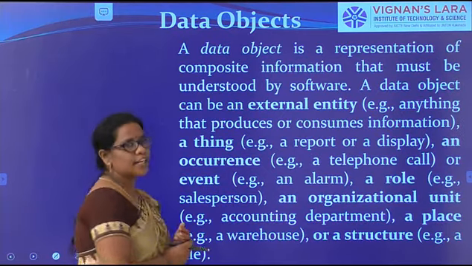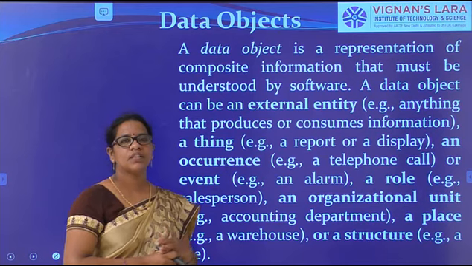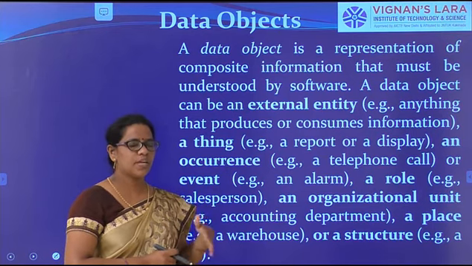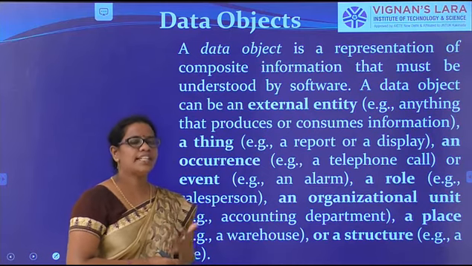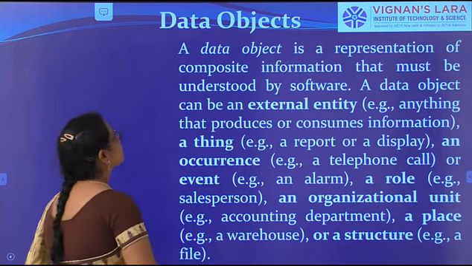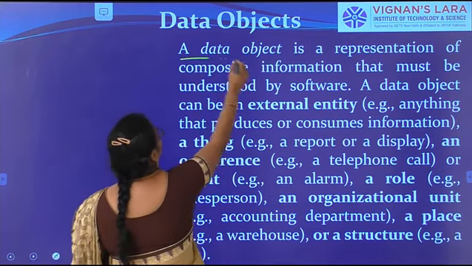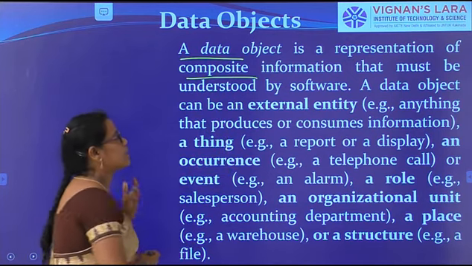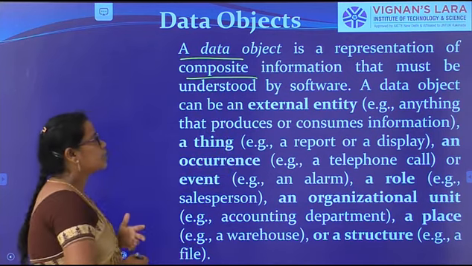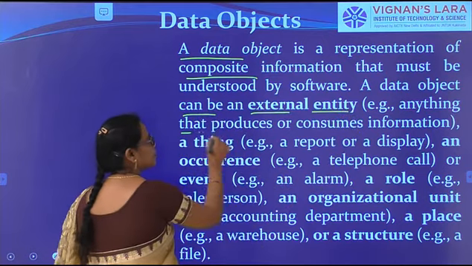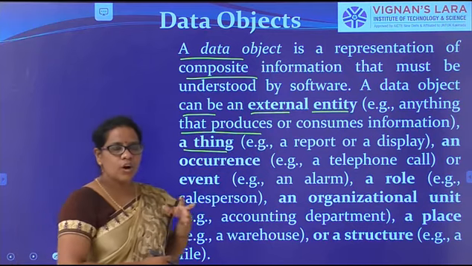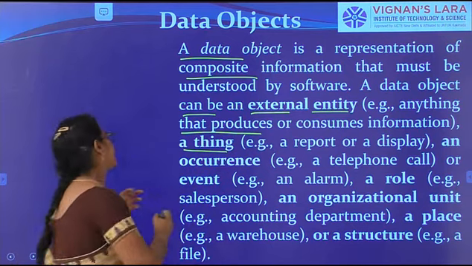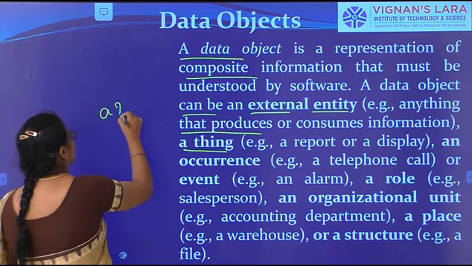So what are data objects? We have said data objects, and in the entity relationship we have seen the relationships between data objects. What is a data object? Let us see the meaning. A data object is a representation of composite information that must be understood by the software. A data object can be an external entity, for example anything that produces or consumes information. I said object; what is meant by object? An object is nothing but a real world entity.